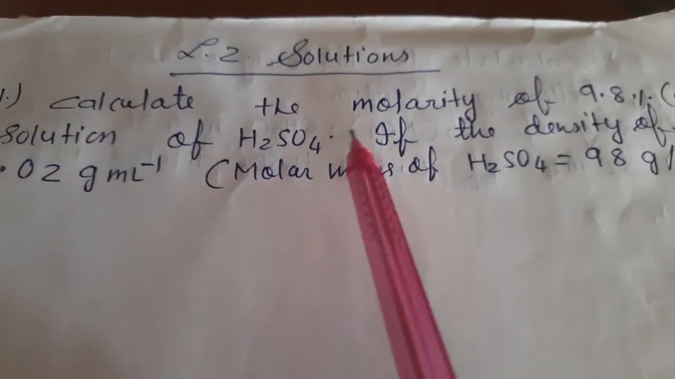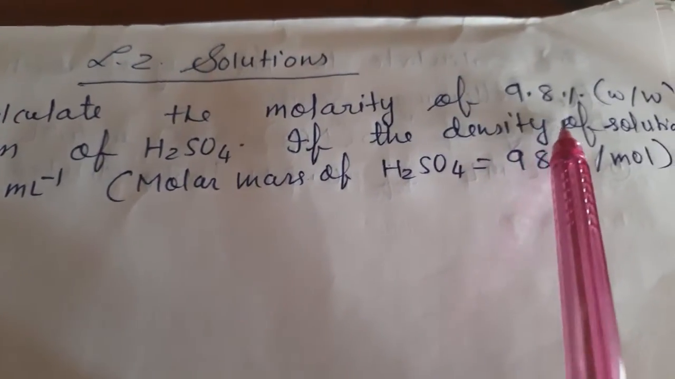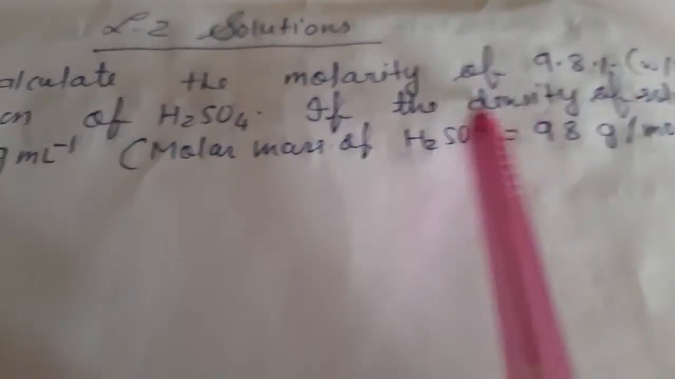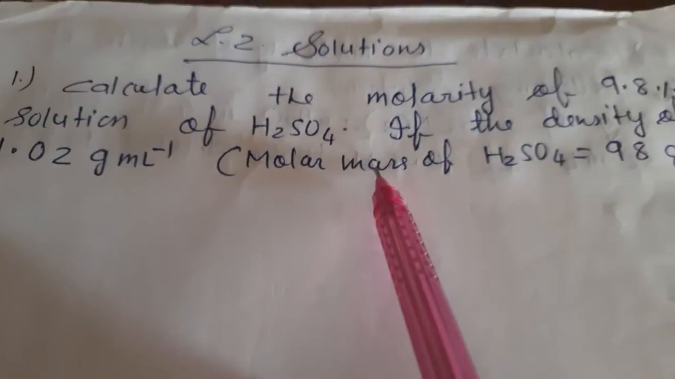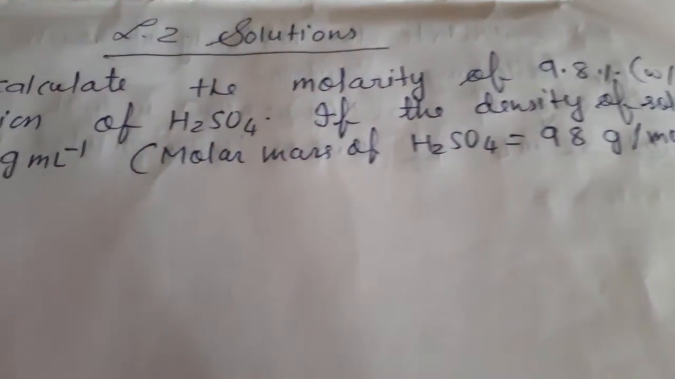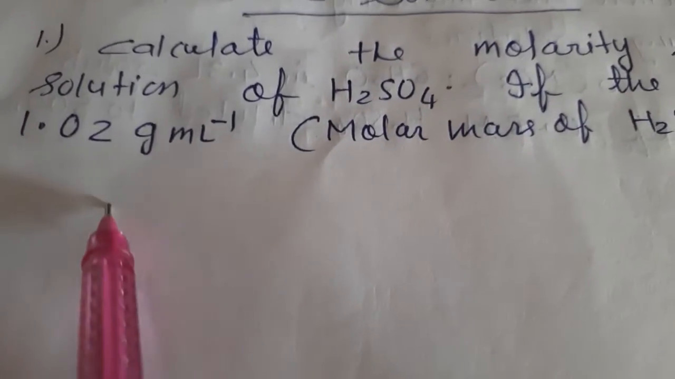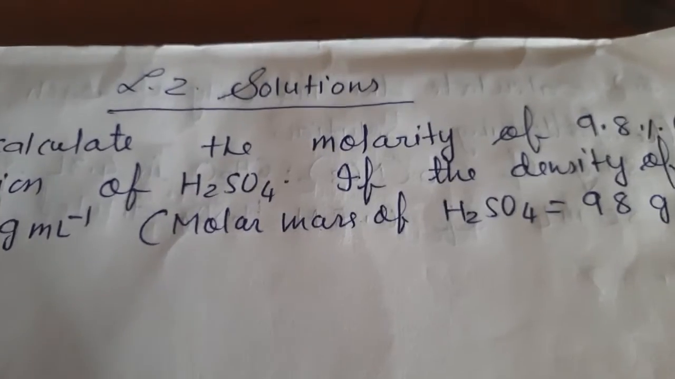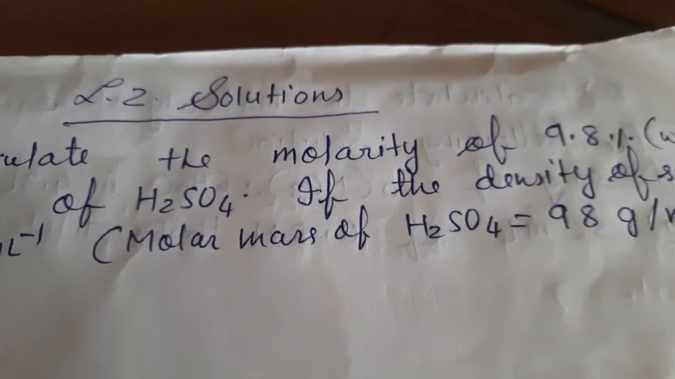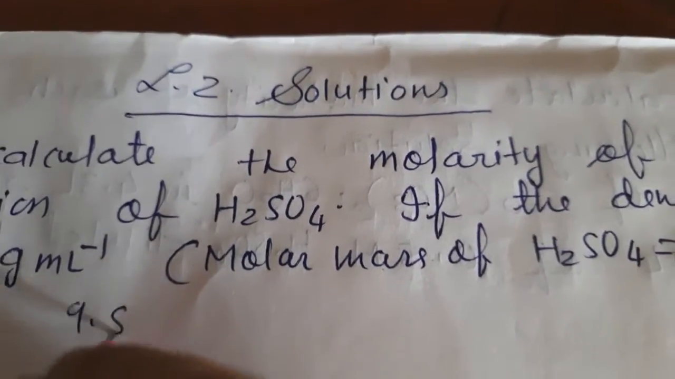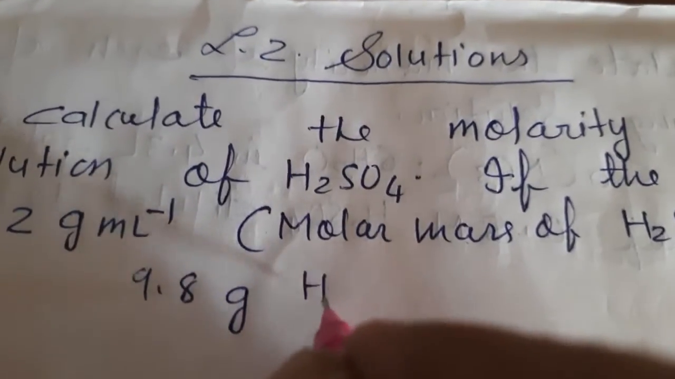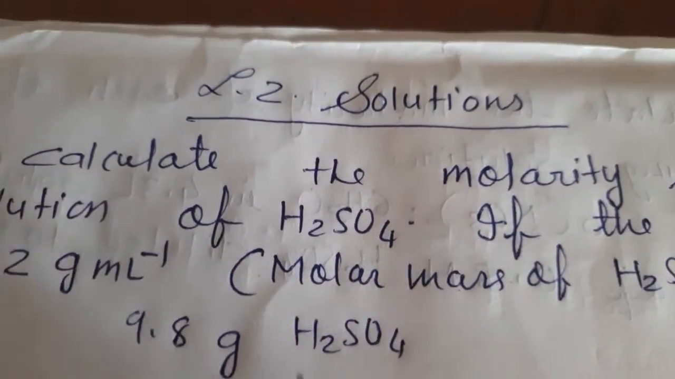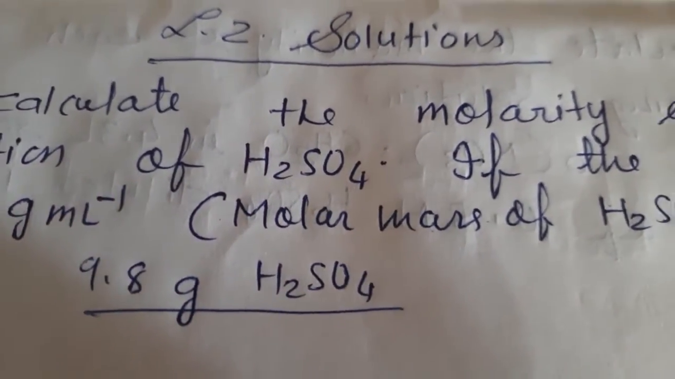First question is calculate the molarity of 9.8% W by W solution of H2SO4, if the density of solution is 1.02 gram per ml. So what we will do here? 9.8% means 9.8 gram H2SO4, and rest other is water.